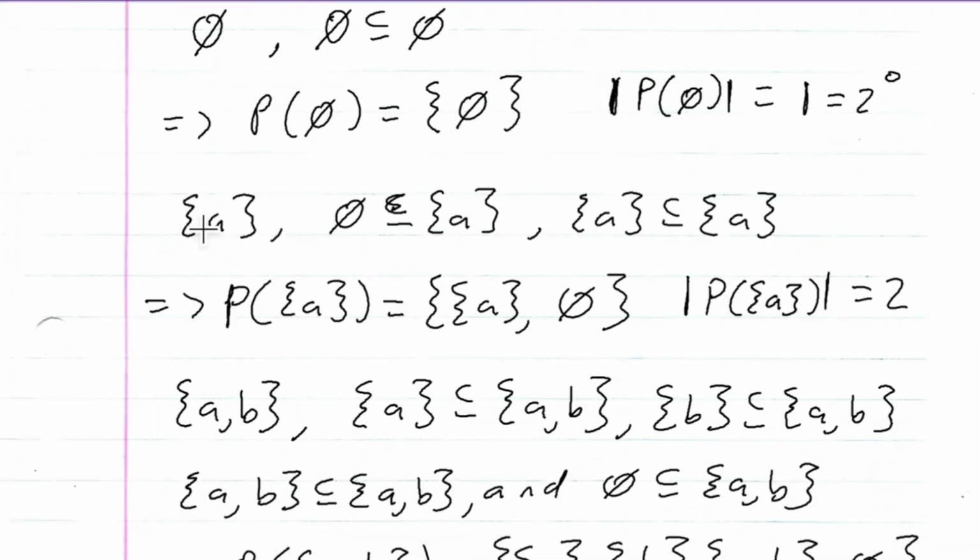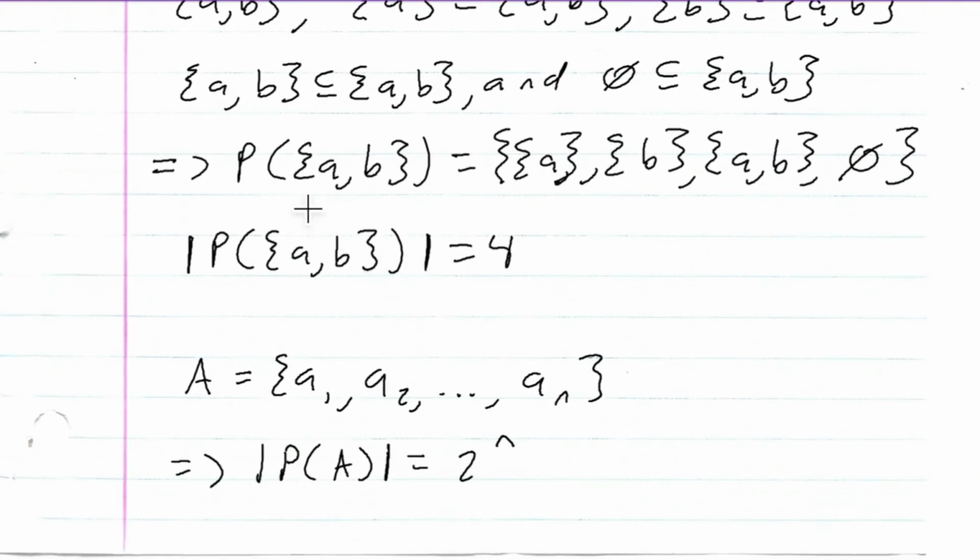1 is equal to 2 to the 0. When we had one element, the power set gave us two elements, and we know this is equal to 2 to the 1. And when we had a set with two elements, the power set of a set with two elements gave us 4 elements, and we know this is 2 to the 2. So in the next video, I'm actually going to prove this relationship, that if there are n number of elements in A, then the cardinality of the power set of A would give us 2 to the n.